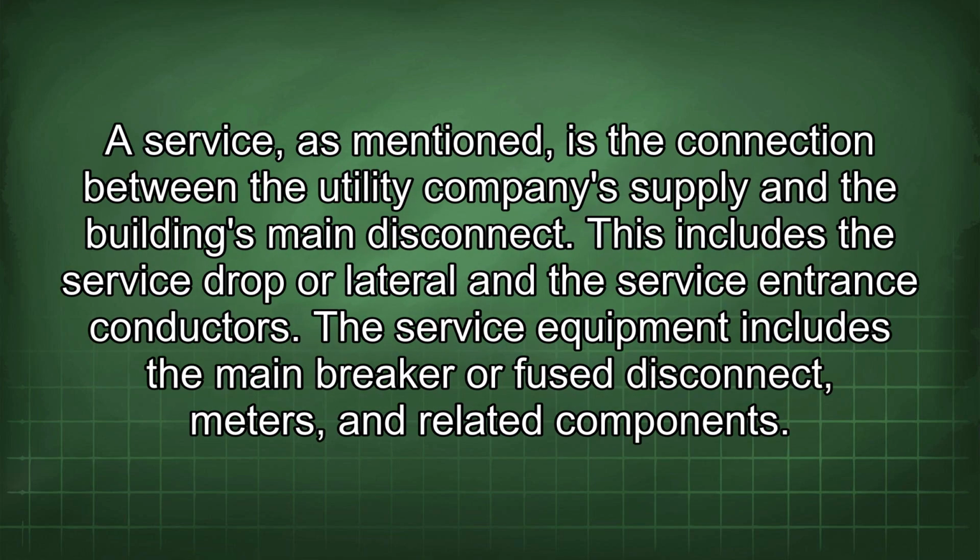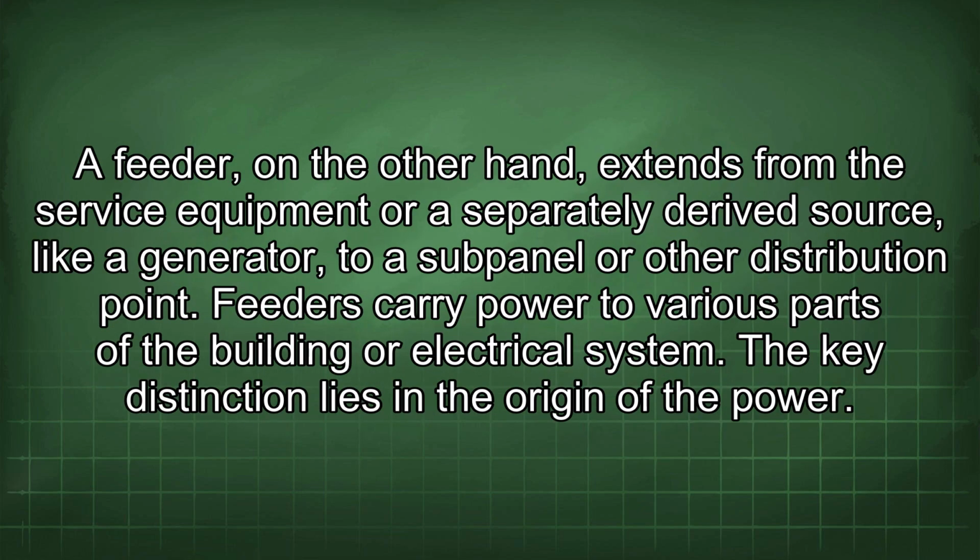A service, as mentioned, is the connection between the utility company's supply and the building's main disconnect. This includes the service drop or lateral and the service entrance conductors. This service equipment includes the main breaker or fuse disconnect, meters, and related components. A feeder, on the other hand, extends from the service equipment or a separately derived source, like a generator, to a subpanel or other distribution point. Feeders carry power to various parts of the building or electrical system.